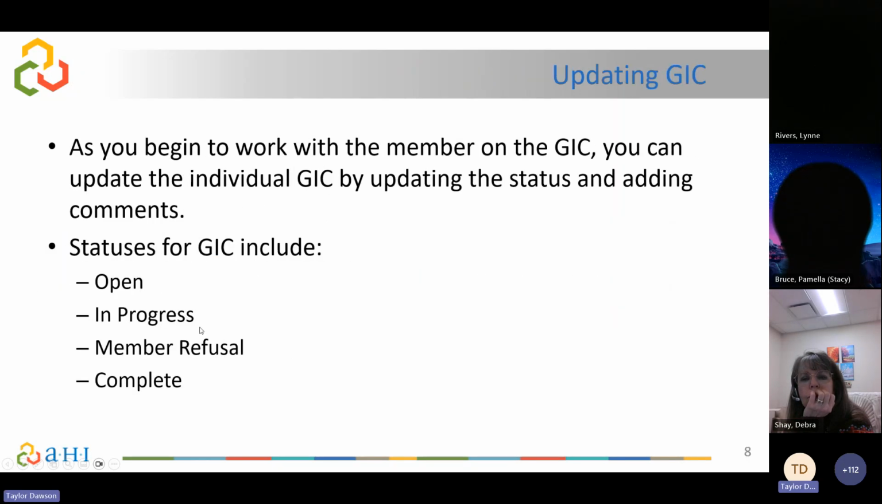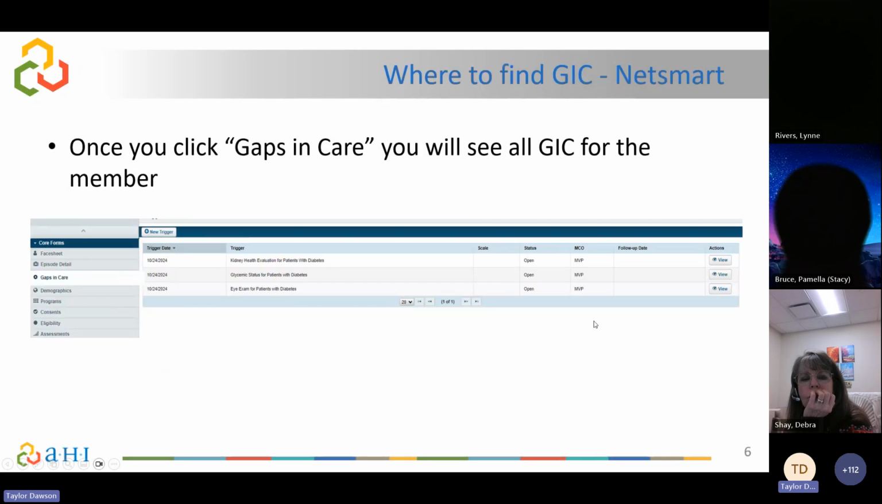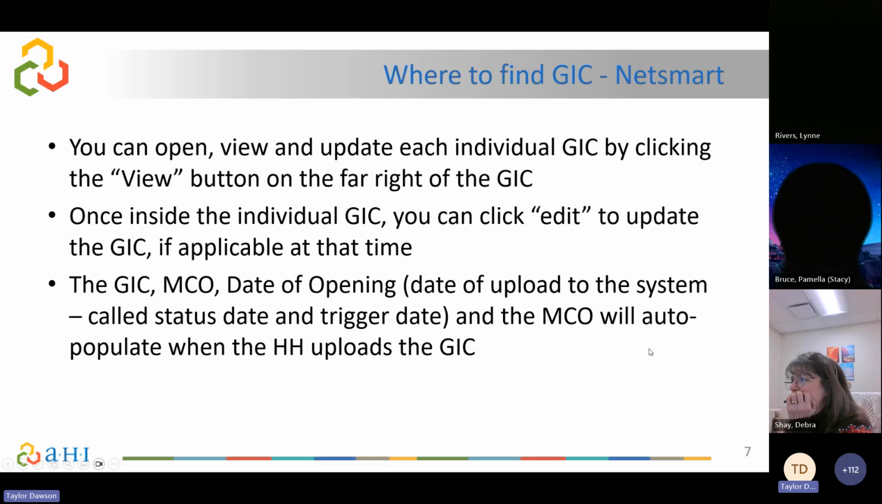So let me just toggle back quickly. To view the individual gap, you'll click, just like you're clicking on a document in attachments or whatnot, this view button, and that'll take you into the actual gap in care. Once you're actually in the gap in care, then you'll be able to edit it, if applicable. So again, you'll see the gap, the MCO, and the date of opening, and that all auto-populates when we upload it into the system.